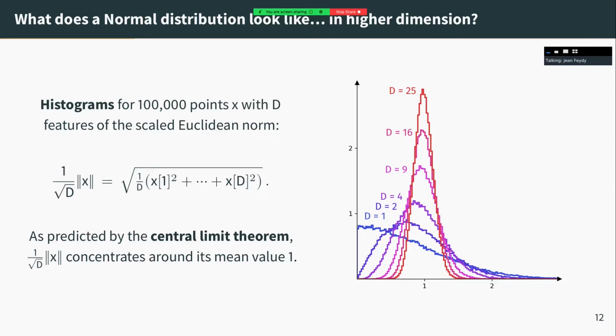Okay, and this also makes sense because you can write 1 divided by the square root of d of the norm of x as a square root of the average value of xi squared. So this is the average value of a sum of independent variables. And so according to the central limit theorem, you know that this converges towards a normal distribution centered around the mean, so 1, and with a standard deviation that grows smaller and smaller as d increases.